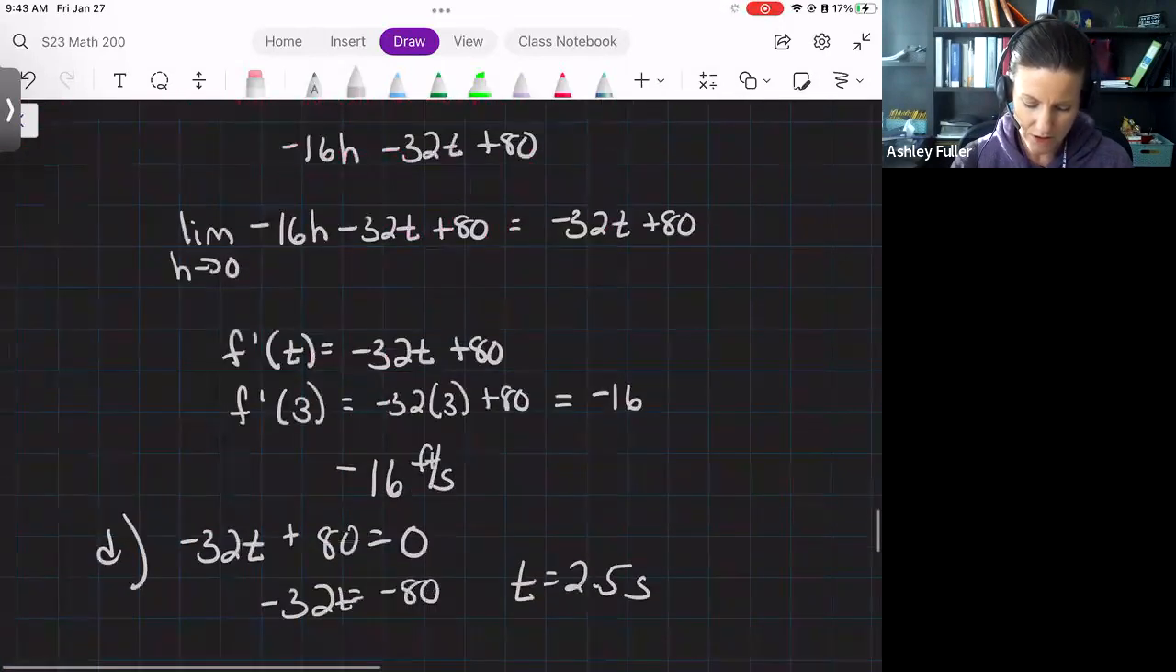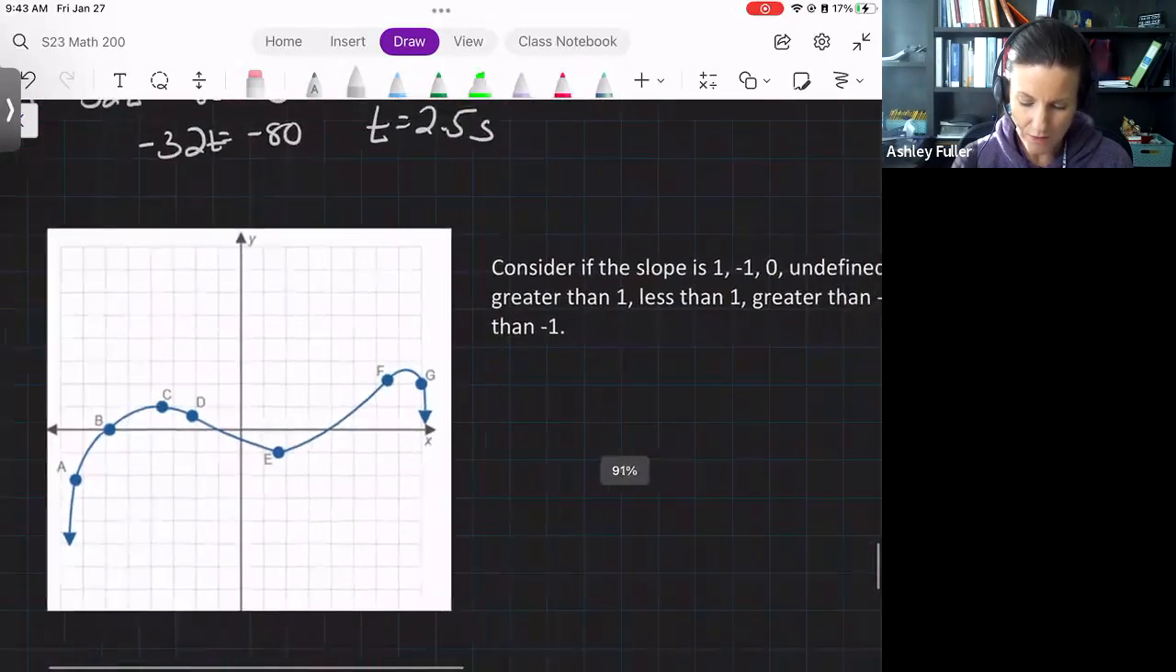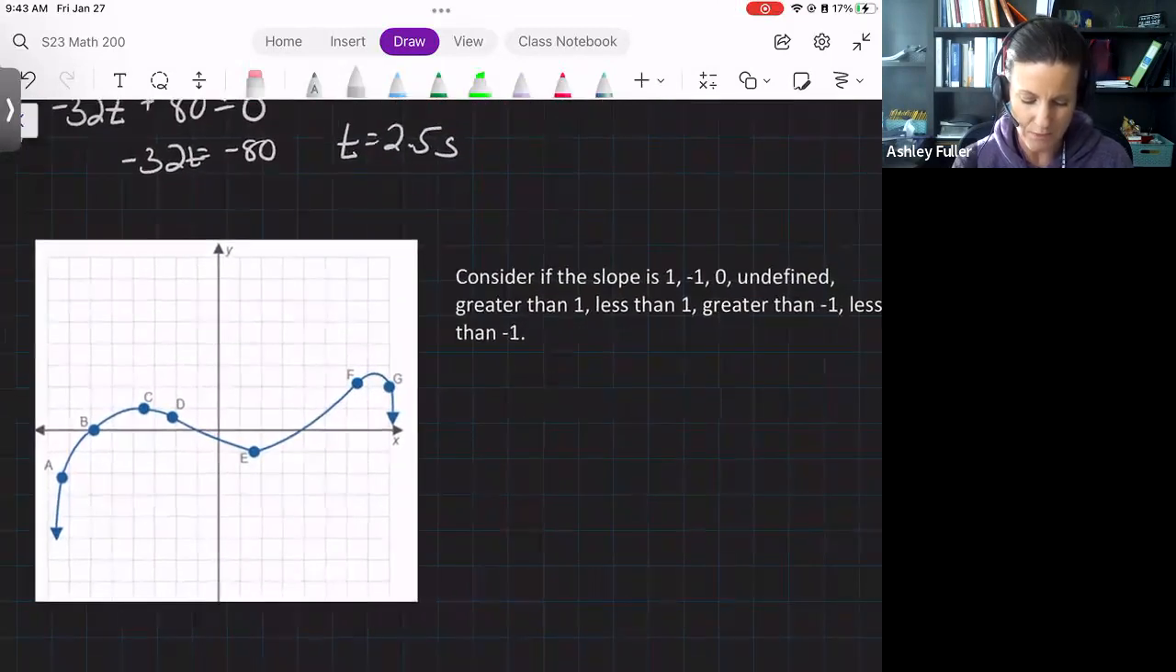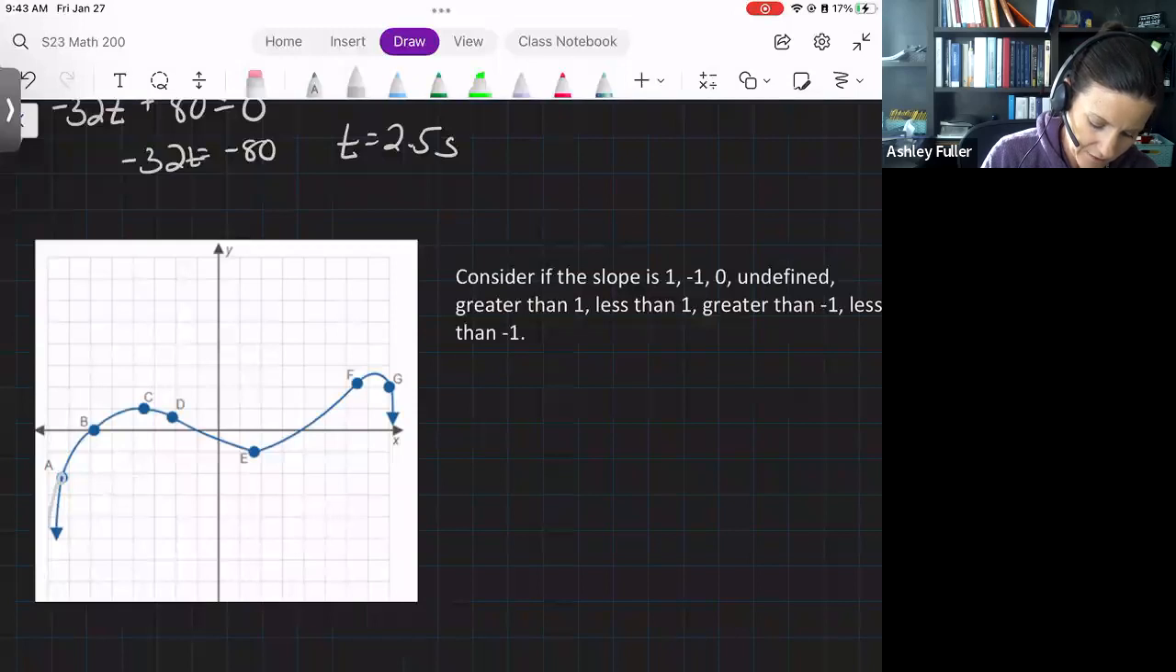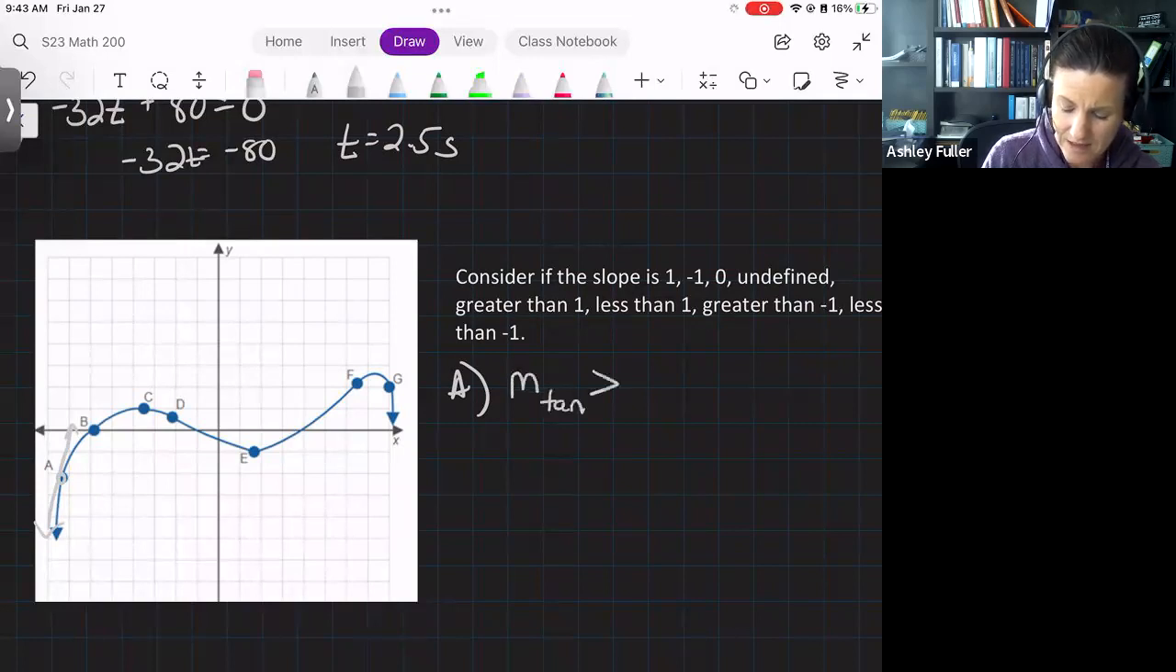Last but not least, I want to make sure you're able to interpret graphs. So if we consider the slope at each of these points here, we want to decide if the slope is 1, -1, 0, undefined, greater than 1, less than 1, greater than -1, or less than -1. So looking at these, if we look at the point A, first of all, we do note that the slope is going to be positive there, if we draw the tangent line. And remember, we can count rise over run. And in this case, the slope of the tangent line is definitely going to be greater than 1.